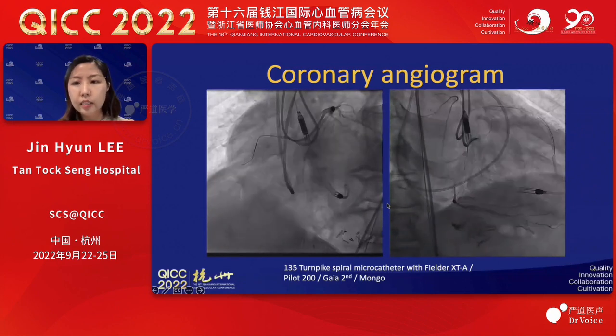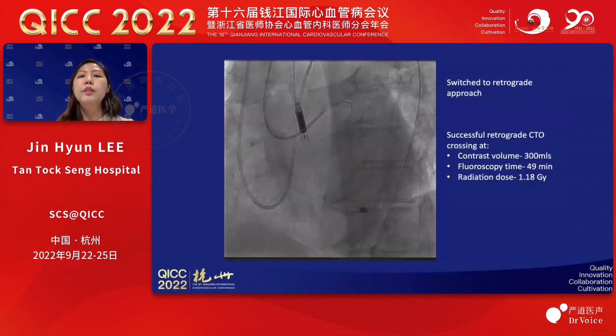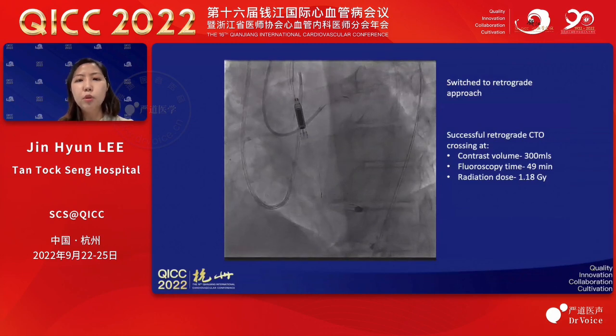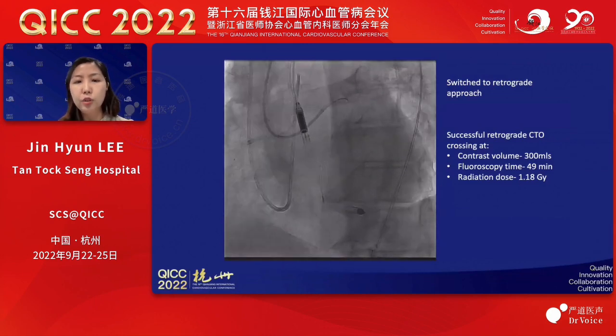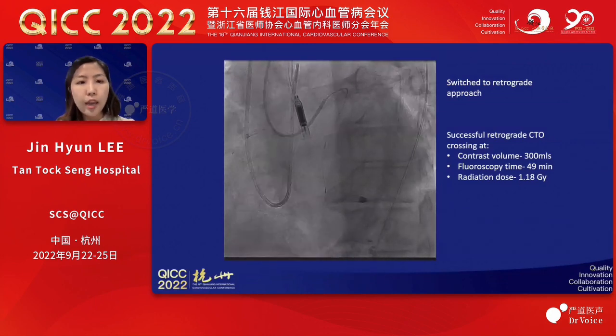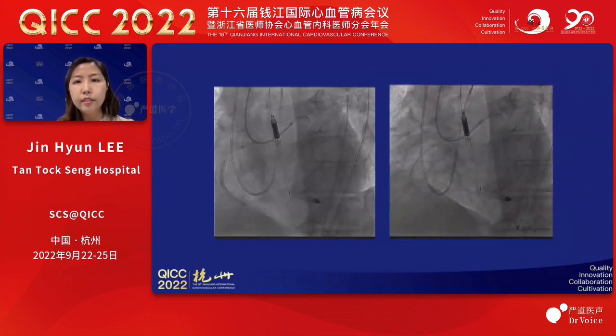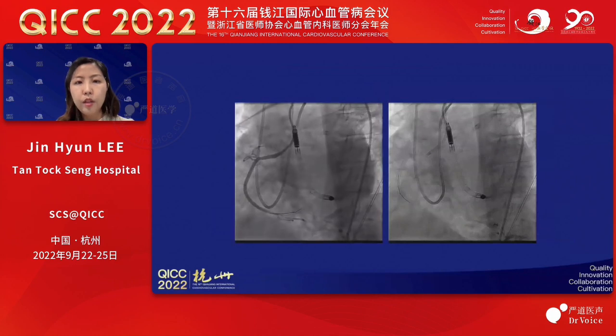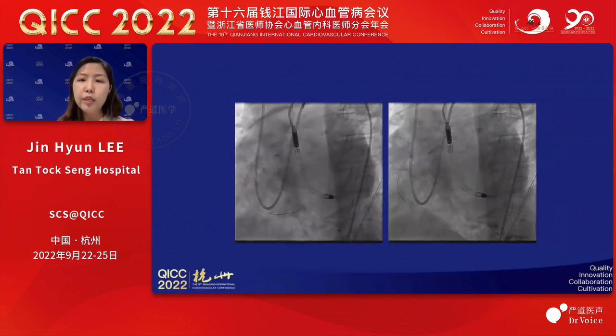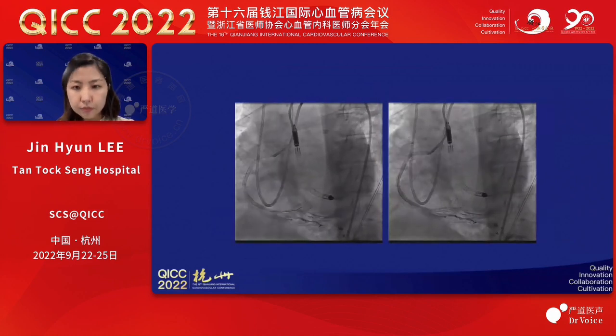balloon in the guide. At this point, we switched to the retrograde approach, and we successfully managed to surf the septals. Using IVUS guidance, we dilated the lesions and stented it. The retrograde gear was removed, and this was the final angiogram.